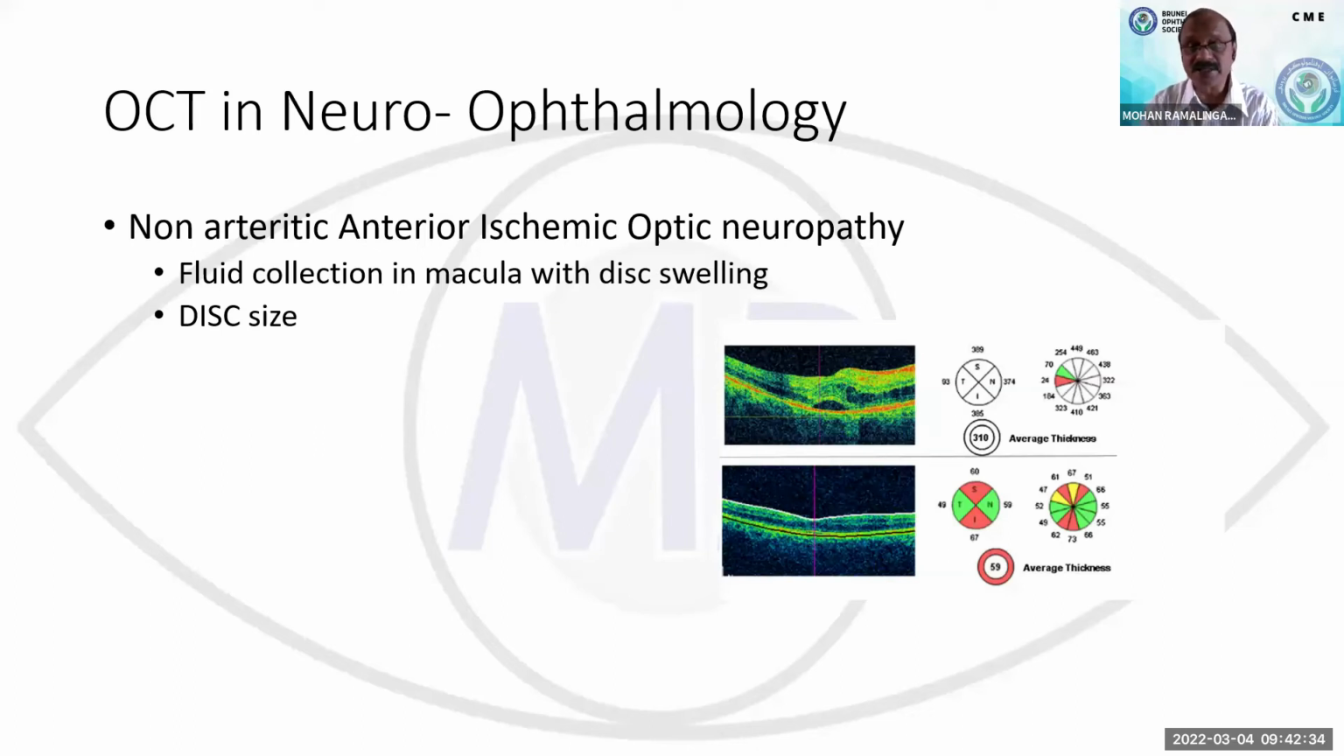It can measure the disc size, and it can tell us what are all the other causes of visual loss in ischemic optic neuropathy. One of our patients had fluid underside in the macula, and this may be the cause of visual loss. And you can see the thickening of the retinal ganglion cells and retina on one side.